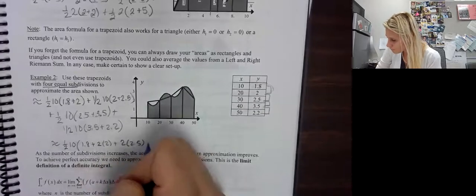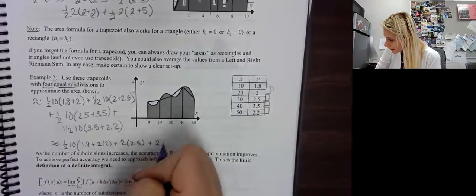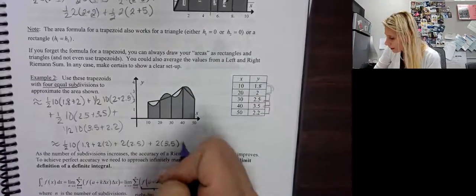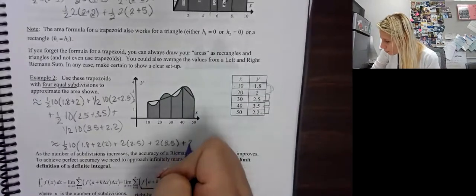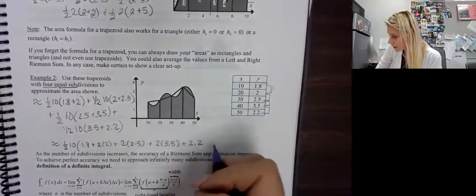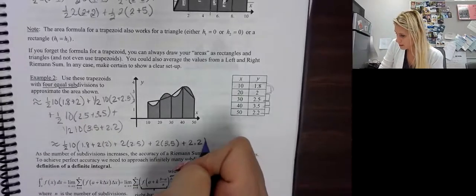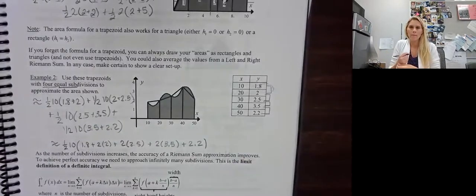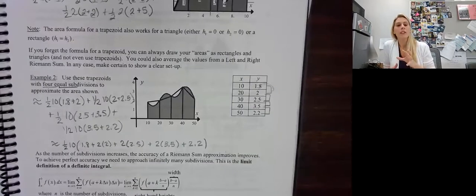2.5 plus 2 times 3.5, but that last height there, we would only use once, just like that first height. So that's a condensed way of writing it. That's up to you, what you want to do. Okay, as the number of subdivisions increases, the accuracy of the Riemann sum approximation improves.